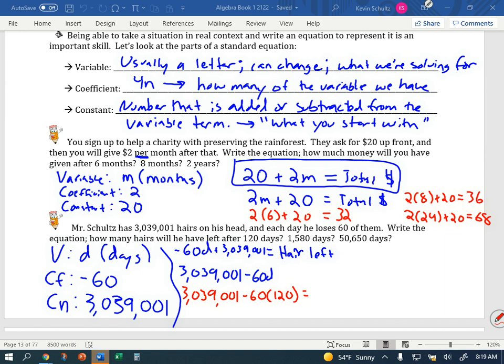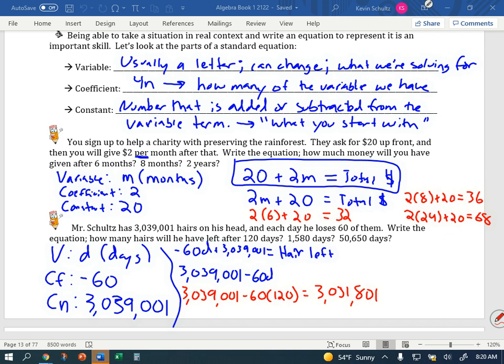How many hairs left after 120 days? Catherine? 31,000 what? 801. Do I have a second on that? Yeah? Okay.